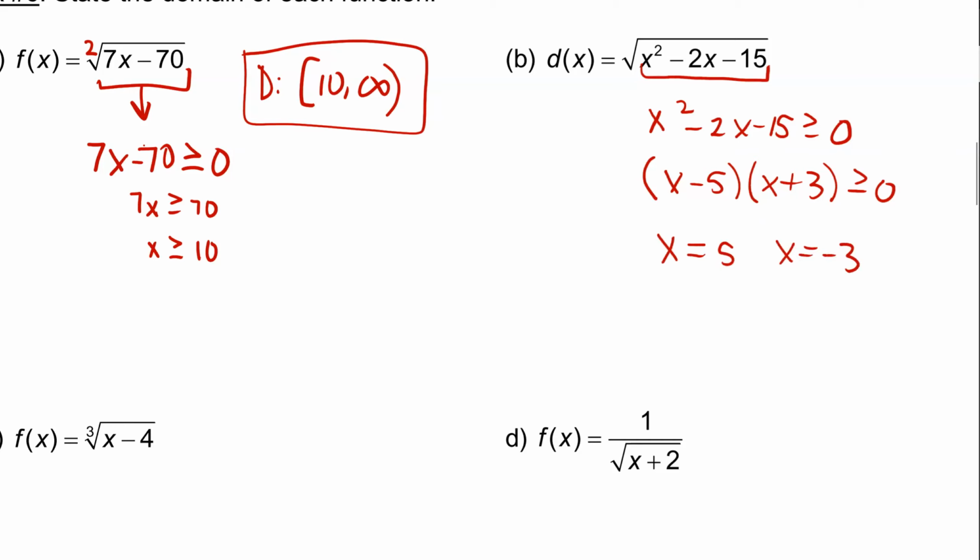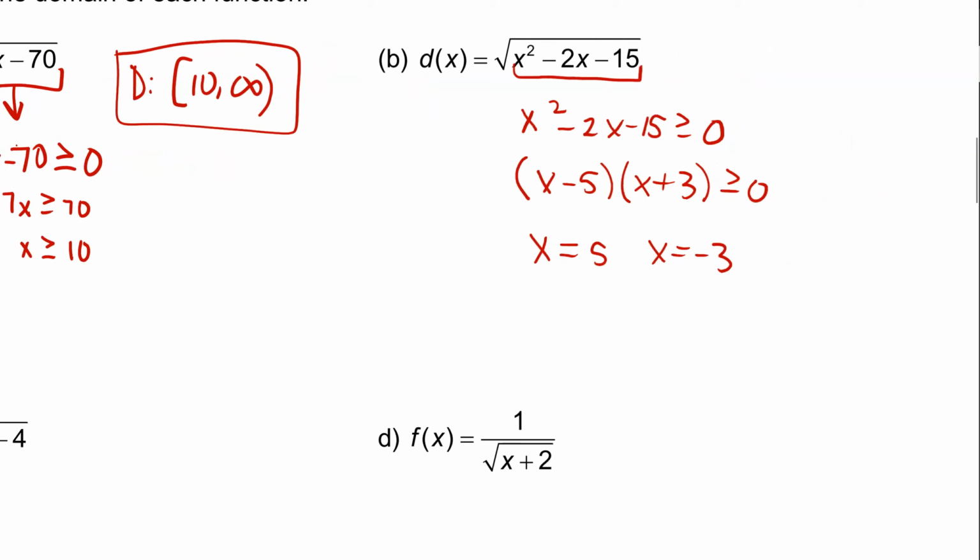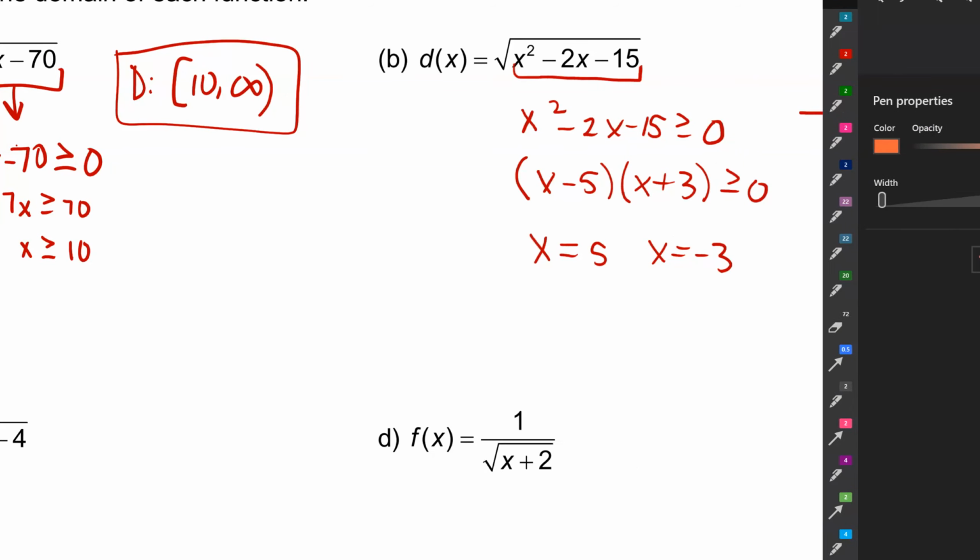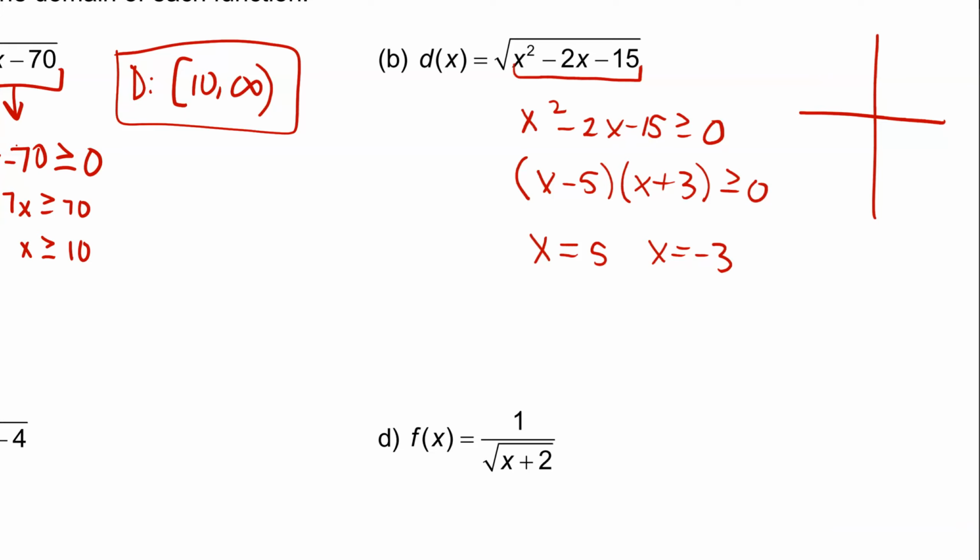So this is weird. What is going on here? Do you know what the graph of x squared minus 2x minus 15 looks like? This is a parabola, so it's a U shape. Is it facing up or down? How do you know? Up, because it's positive x squared. So it's facing up, and my 2 zeros are going to be at negative 3 and at 5.